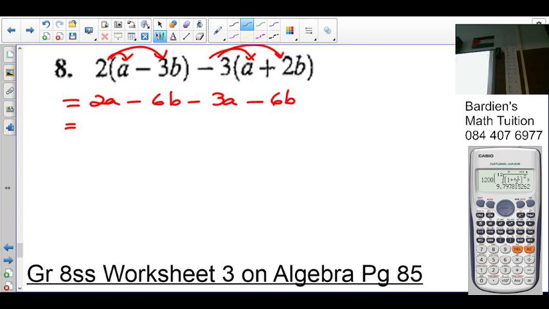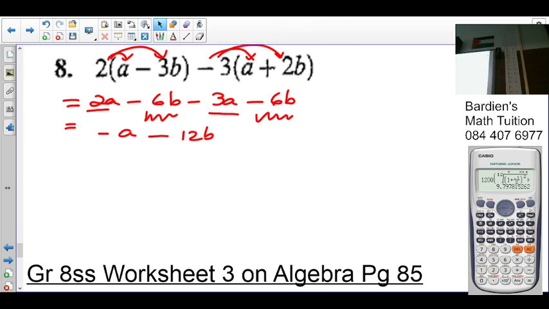What do I do now? Like terms. Okay. So what is 2a minus 3a? Negative a. Negative 6b minus 6b? Negative 12b. Okay. Any confusion there?